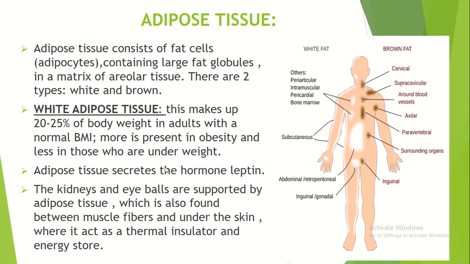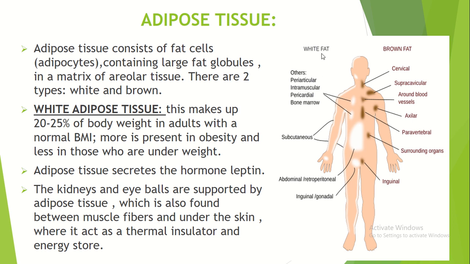The adipose tissue secretes the hormone leptin. The kidneys and the eyeballs are supported by the adipose tissue, which is also found between muscle fibers and under the skin, where it acts as a thermal insulator and energy store. So now you can connect how this connective tissue helps in the temperature of the body. This adipose tissue, which acts as a thermal insulator, helps to maintain the temperature of the body, and it is an energy store. We can see this around the kidneys, the eyeballs, and between the muscle fibers and the skin.